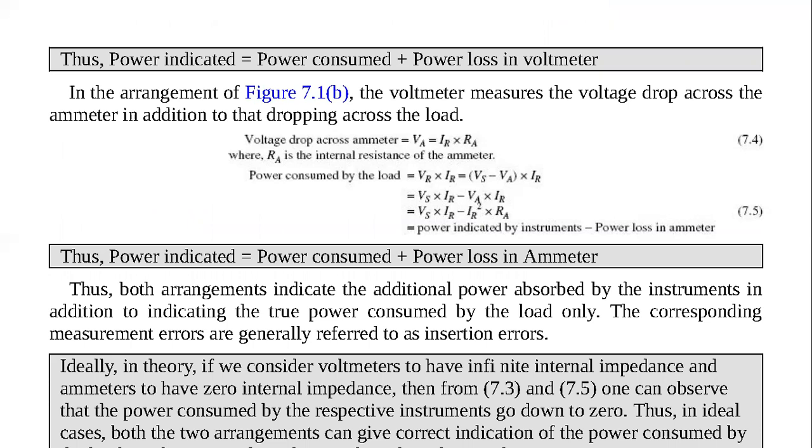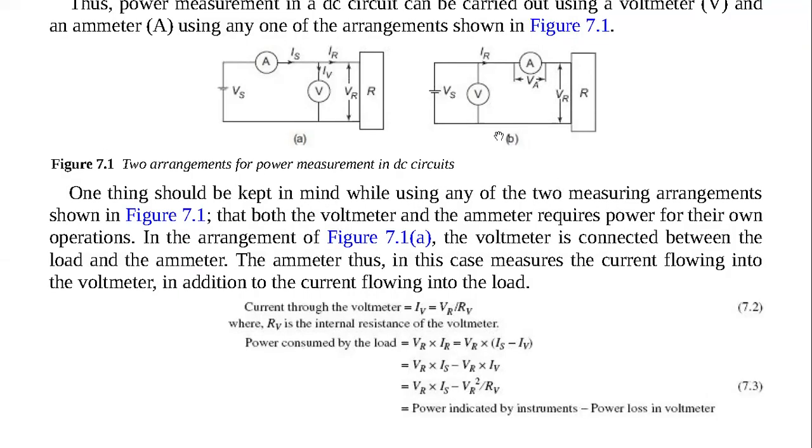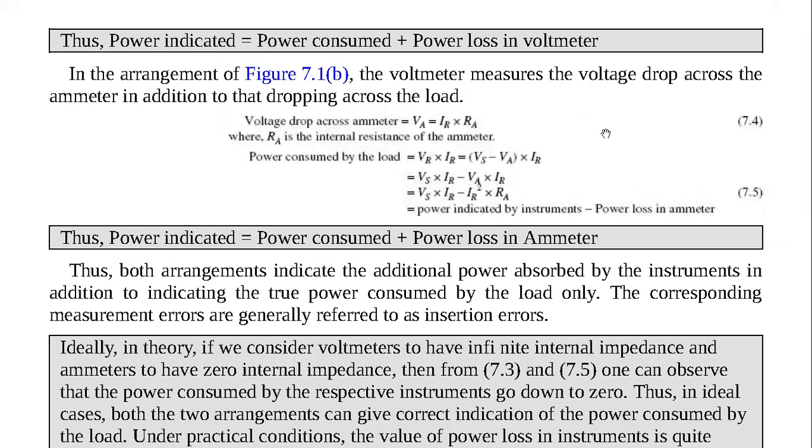Going on to figure 7.1b, and see how the connection is. Maybe you can go back and look at how the connection is. You can see now the ammeter is measuring the current. You can see the position of the voltmeter. The voltmeter is between the source, that is the VS, and the ammeter, and also the load. So in that figure, the arrangement B, the voltmeter measures the voltage drop across the ammeter, in addition to the drop across the load.